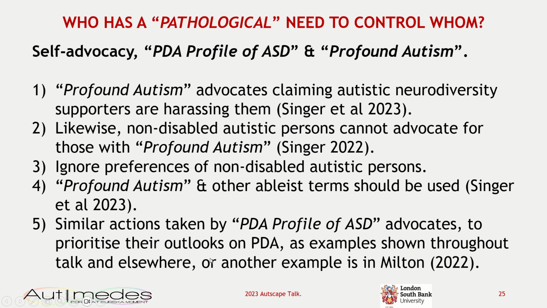It's also trying to point out that it should be quite clear that similar actions are being taken by PDA profile autism advocates compared to profound autism advocates, in that PDA profile autism advocates are trying to prioritise their outlooks, and this is showing throughout this talk and elsewhere. And I give an example which Damien Milton gives in a 2022 book chapter.